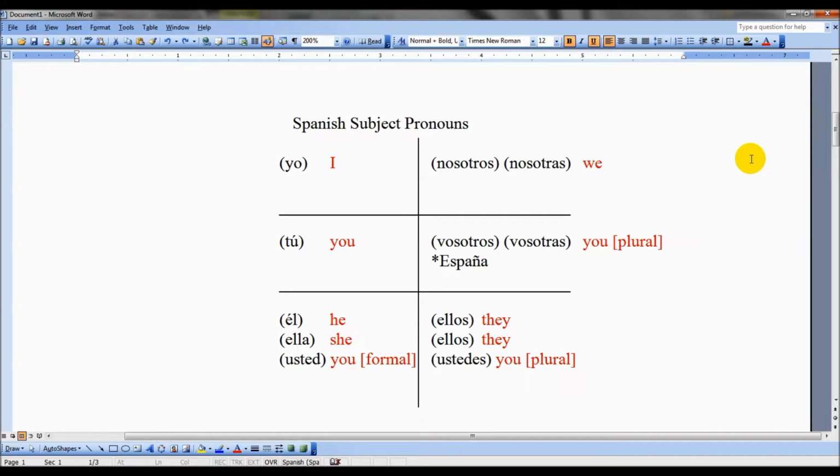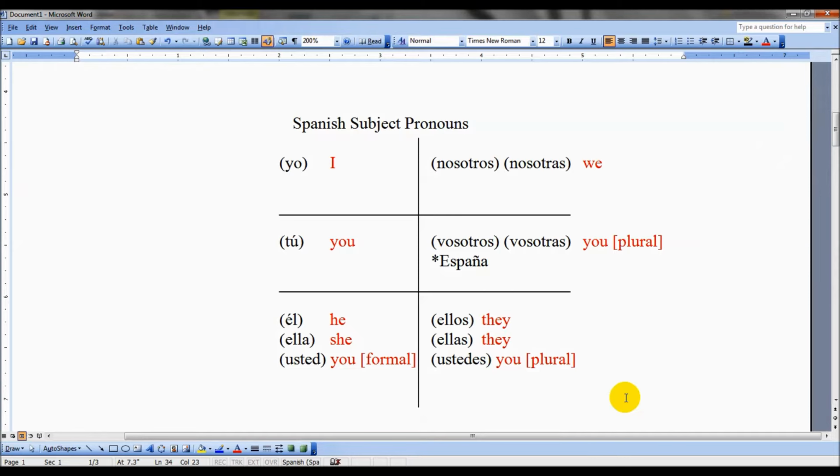So yo, or I in English, is yo, you is tú, he is él, ella for she, and usted for you. I'll explain all these yous in a second. We is nosotros or nosotras. You plural is vosotros or vosotras. They is either ellos or ellas. Sorry about the typo. And then lastly, we have you plural, ustedes.